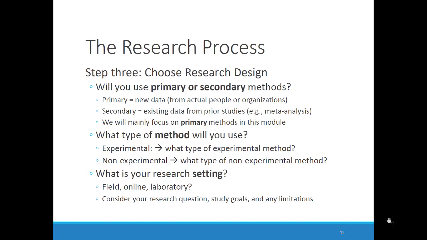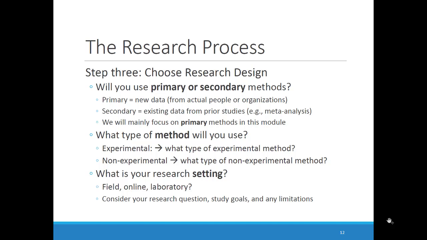What type of method will you use? That's another question that you have to answer when you're choosing the design that you use for your research. Experimental methods are one major category of method that we'll talk about. And non-experimental is the other major category that we're going to talk about. So within experimental and non-experimental, you need to think about what type of experimental and what type of non-experimental method will you use.